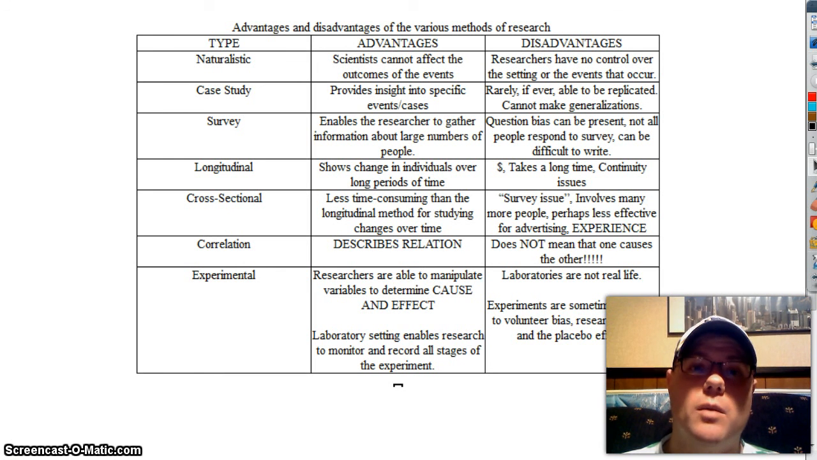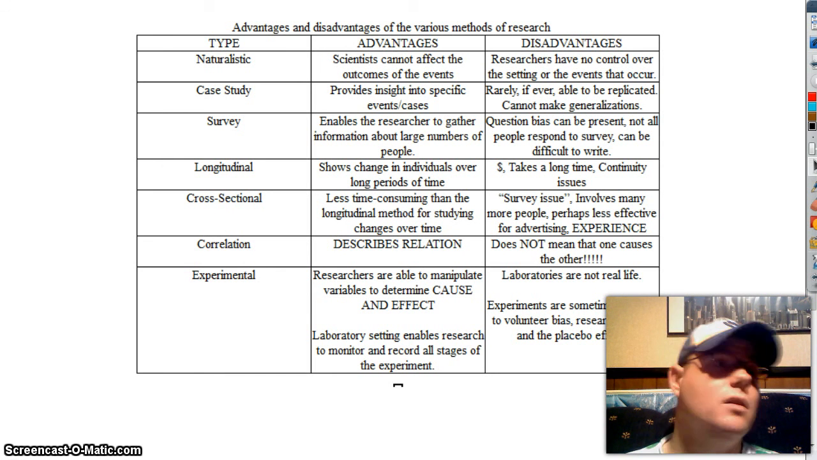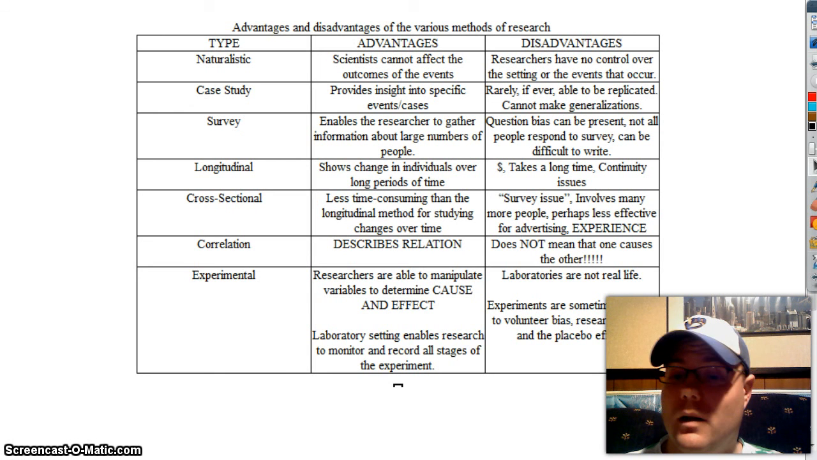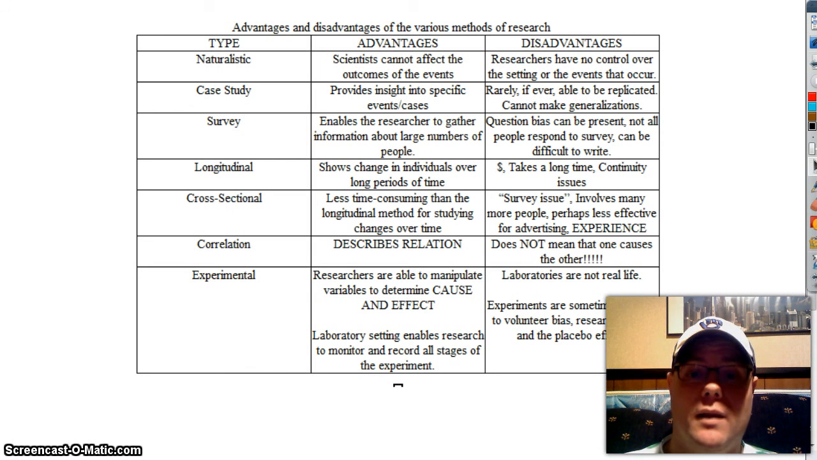And then finally, experimental research. That's the stuff that you do in biology, in chemistry, in physics. Those same experiments, you have to follow that same process. However, you're working with people. And when you work with people, it's very difficult to replicate things because time changes people.